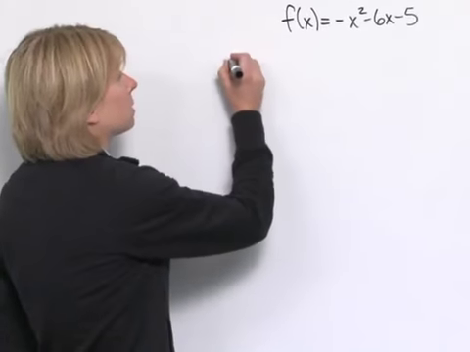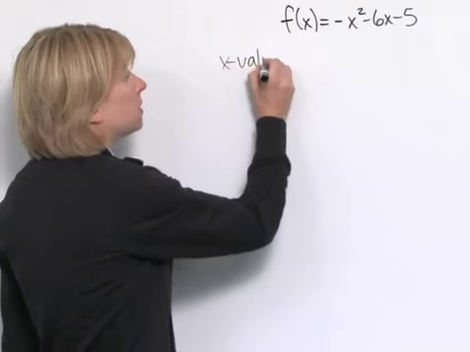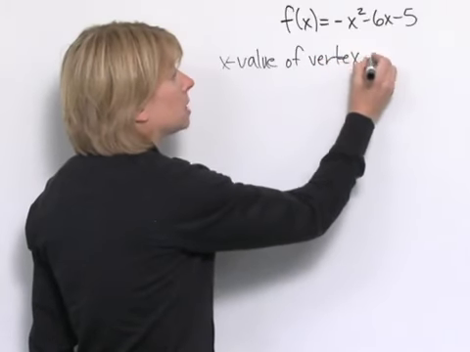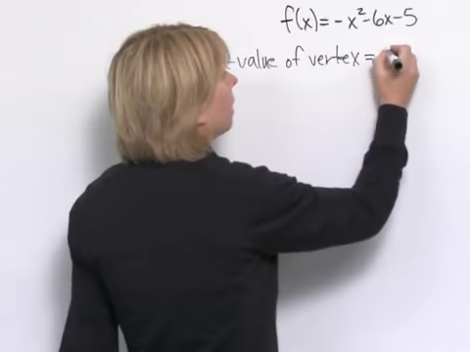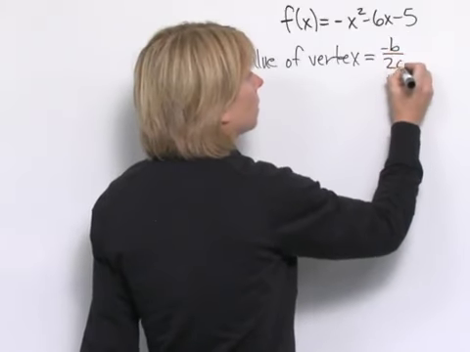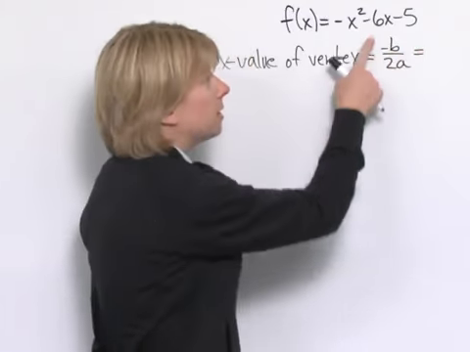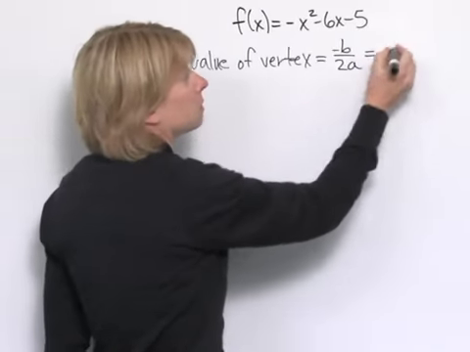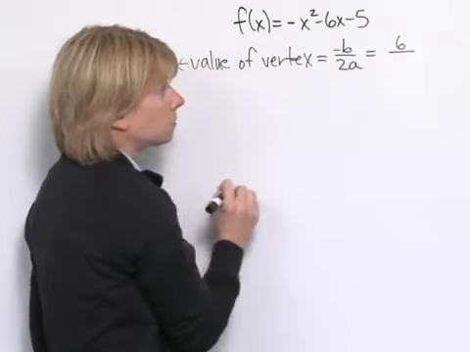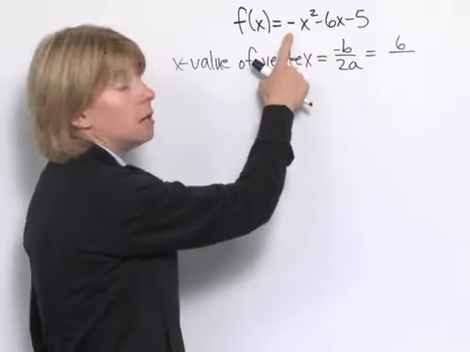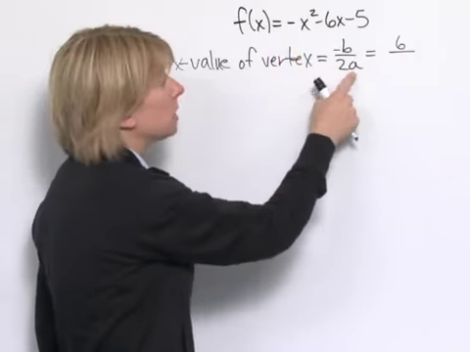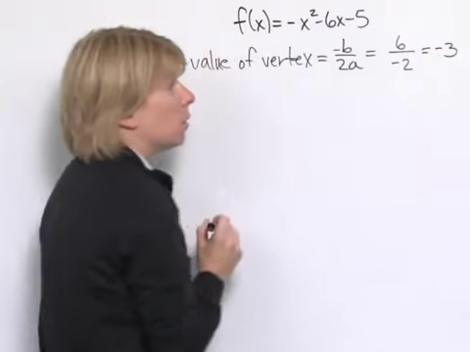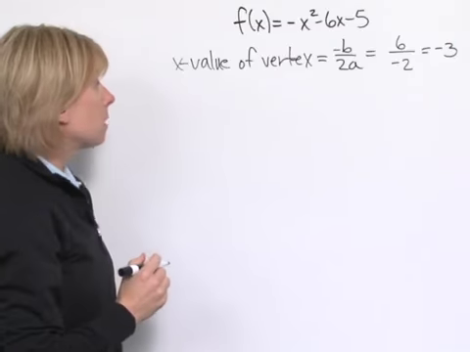First, we'll find the vertex, and the x value of the vertex, our hint told us, is negative b over 2a. And in this case, b is negative 6. So up here we'll have a positive 6. 2 times a. Here a is negative 1. So 2 times negative 1, we get negative 2. So our x-coordinate of the vertex is negative 3.